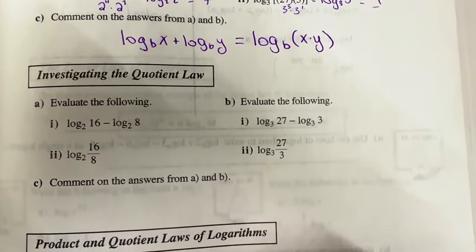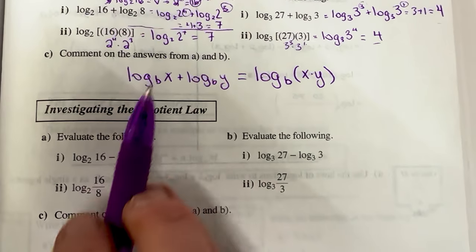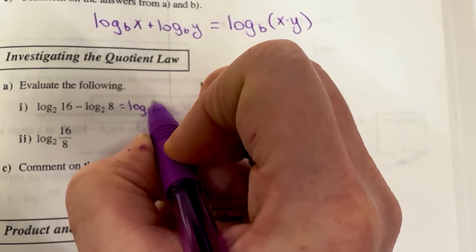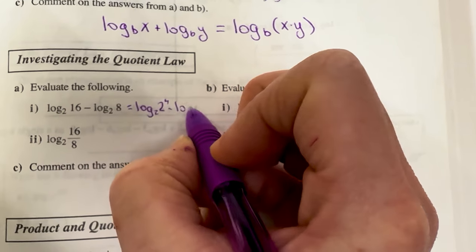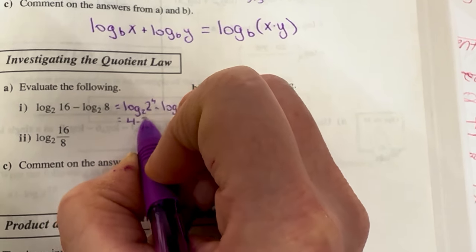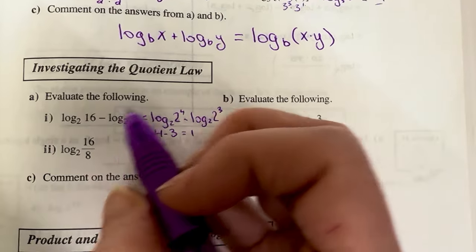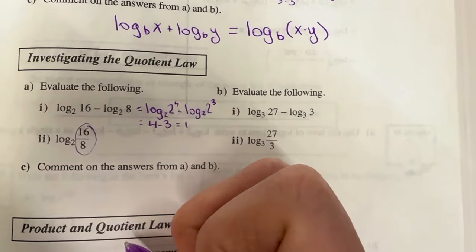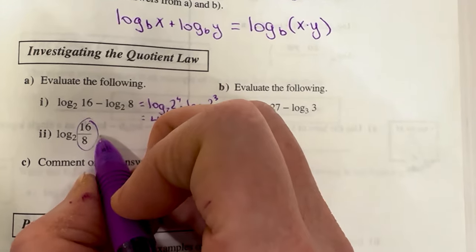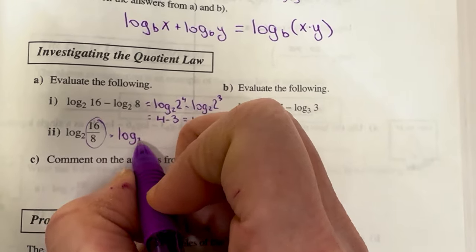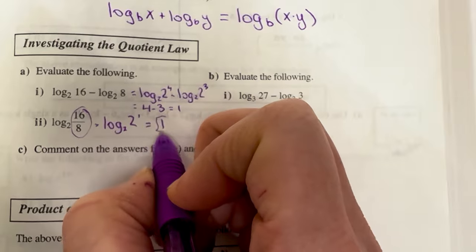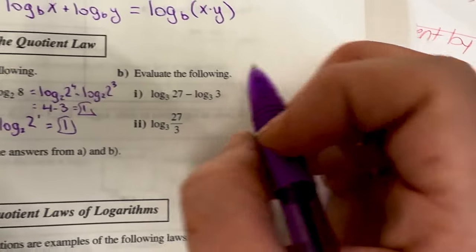So quotient, of course, means division. So I'm going to use my same practice with converting these. So that's going to be log 2 to the 4 minus log 2 to the 3. So that's going to be equal to 4 minus 3, which is equal to 1. This right here, well, I can simplify that. 16 divided by 8 is just 2. So then that's going to give me log 2, which is technically 2 to the 1, which is equal to 1. Okay, so we see that one's true.